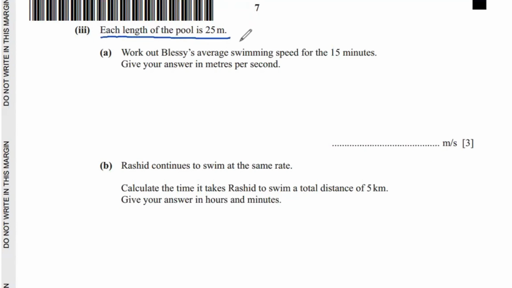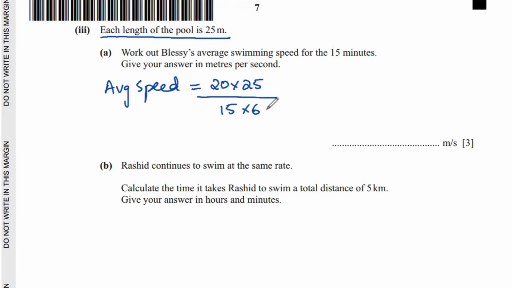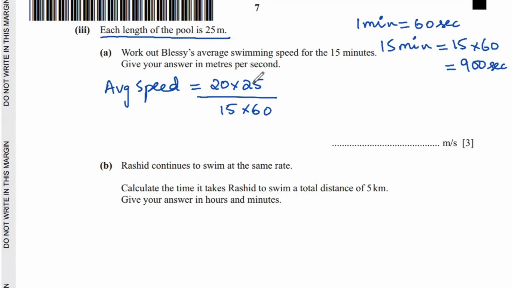So for 20 lengths, we're going to divide 20 times 25 by 15 times 60. Now, why 15 times 60? 1 minute is 60 seconds. So that means for 15 minutes, we do 15 times 60, which is 900 seconds. And for distance, we're doing 25 times 20 because once again, they're saying each length of the pool is 25. And since Blessy's number of lengths is 20, we do 20 times 25.